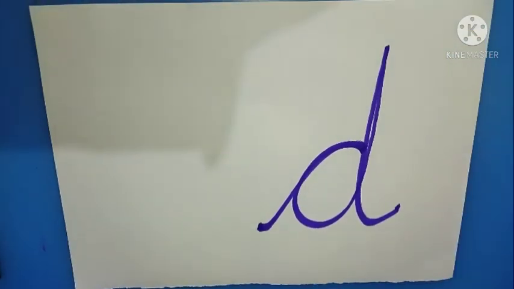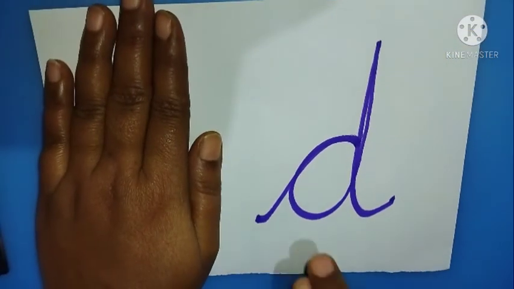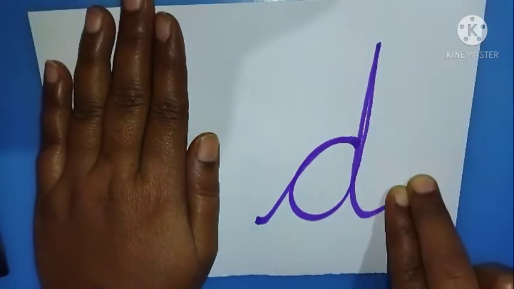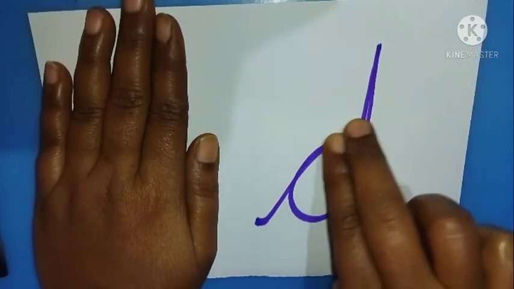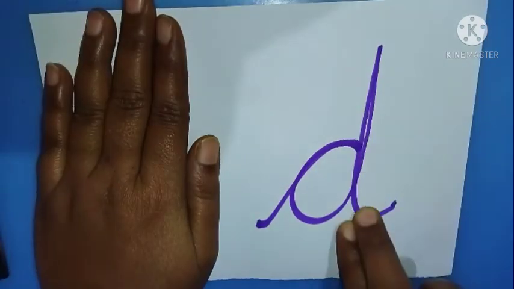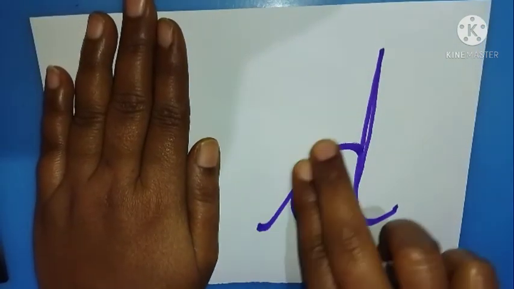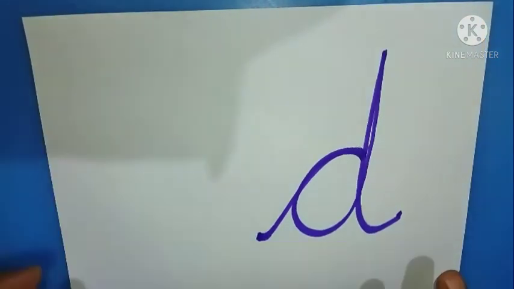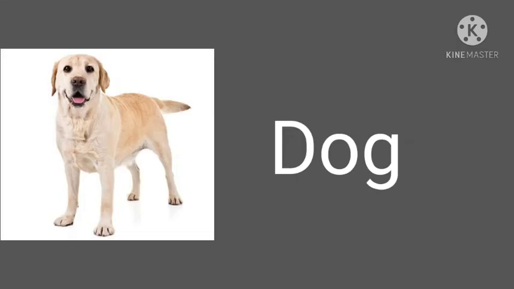The next letter is D. The letter D. Start tracing the letter and say the sound D. Trace it as I am showing you. D. Trace it several times, then let the child take over the activity. If the child is satisfied, then start giving the words.